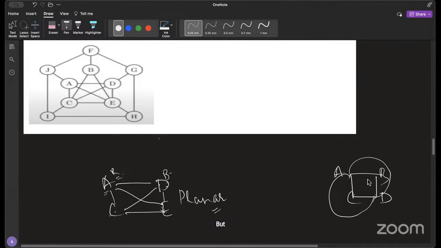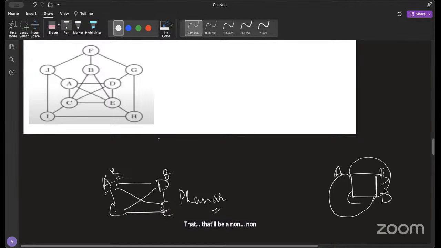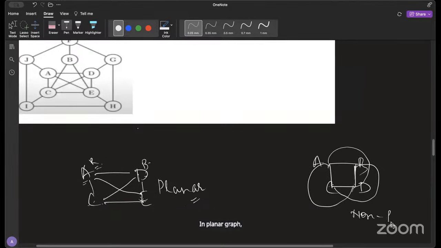But there are graphs, now, where if you try to join B with C, then you can't, right? If I want to draw one more edge, which is BC, then I can't draw that edge without crossing the already present edges in the graph. So that will be a non-planar graph. In a non-planar graph, the edges do cross each other in a way. In a planar graph, they don't.